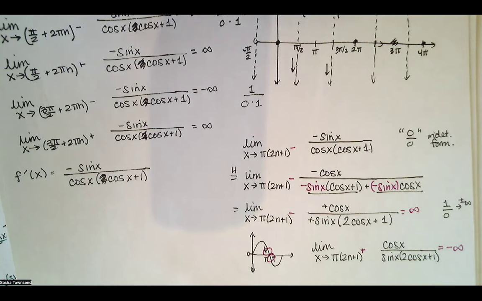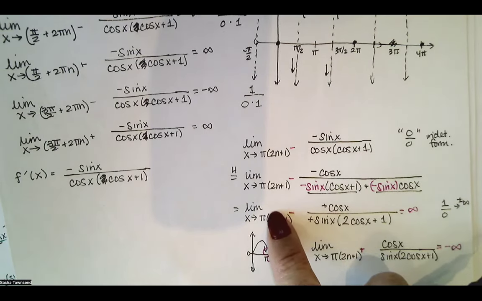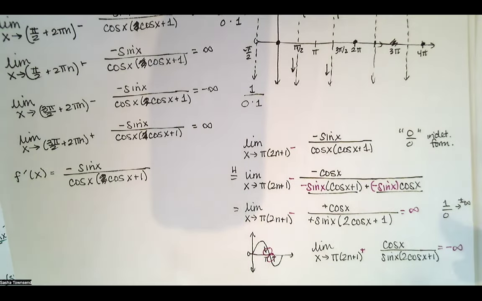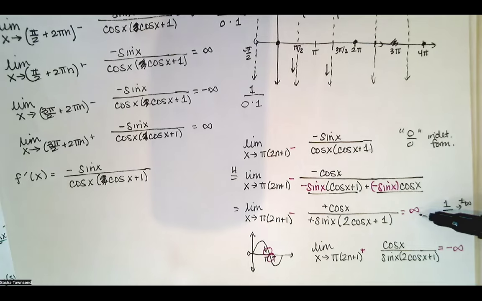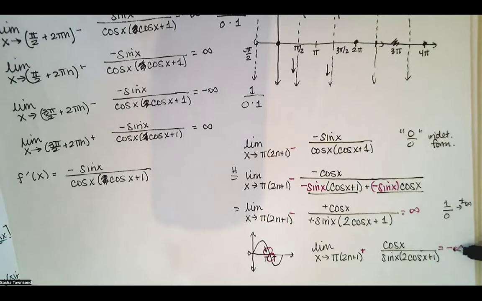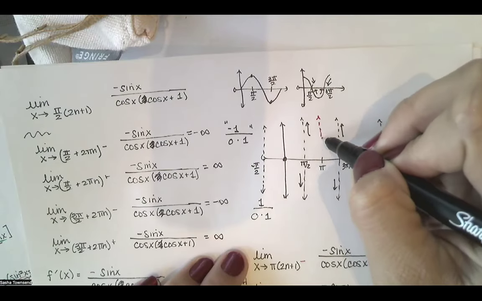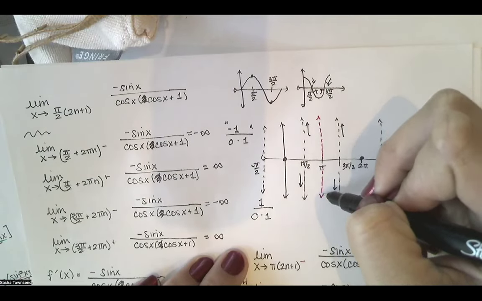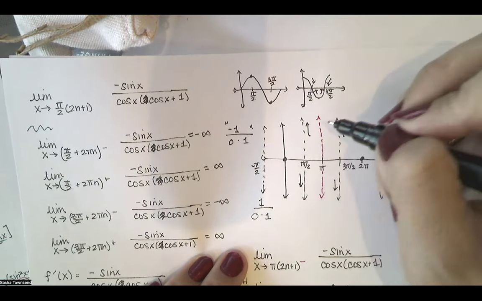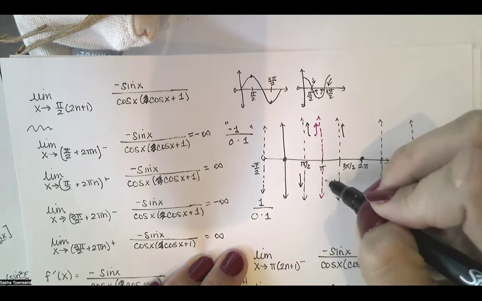So each of those 0 over 0 indeterminate forms, which is an odd multiple of pi, corresponds to a vertical asymptote. And we approach positive infinity on the left of that asymptote, and negative infinity to the right. So I'm going to draw those asymptotes in pink. So we're going to go to positive infinity to the left, and then negative infinity to the right.